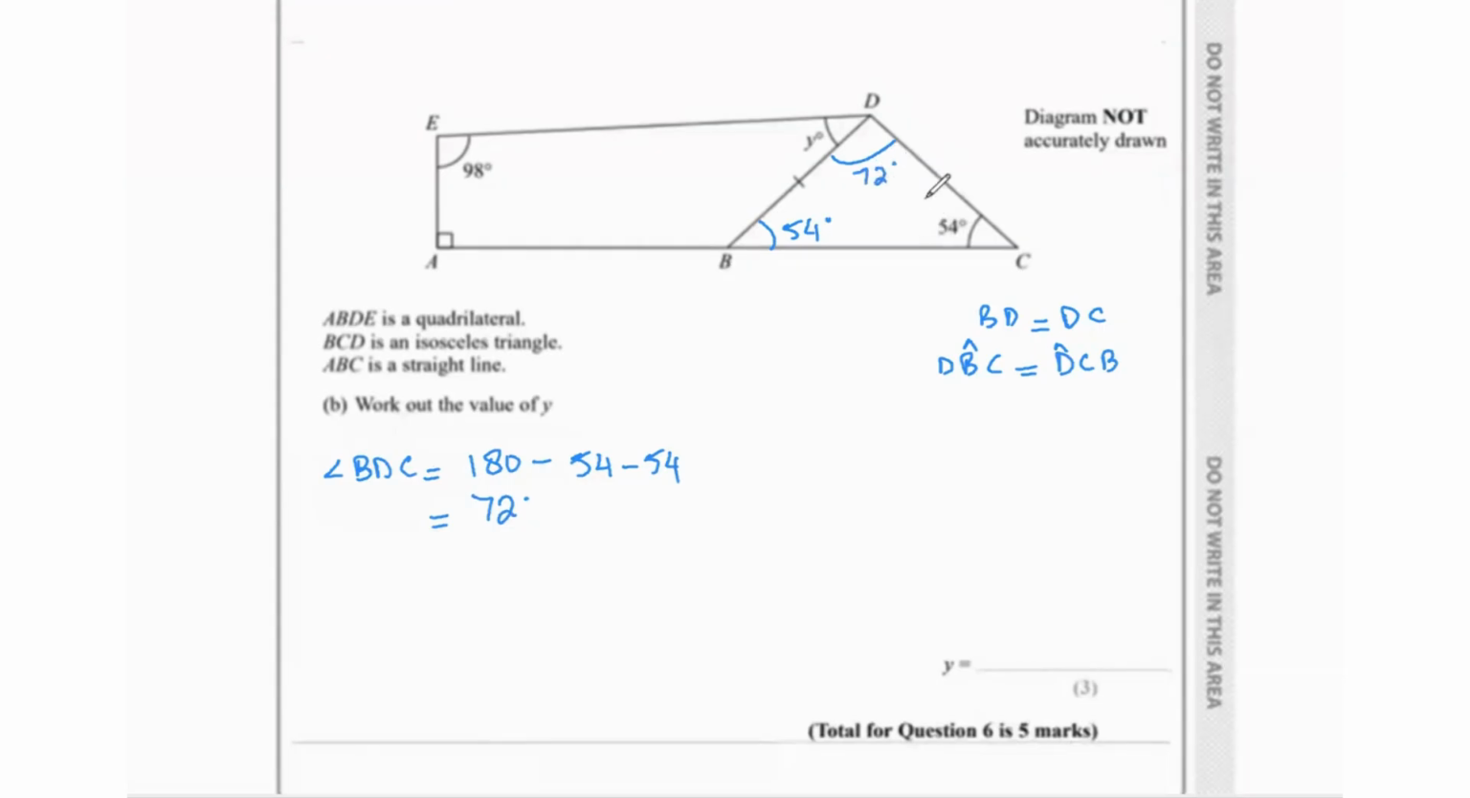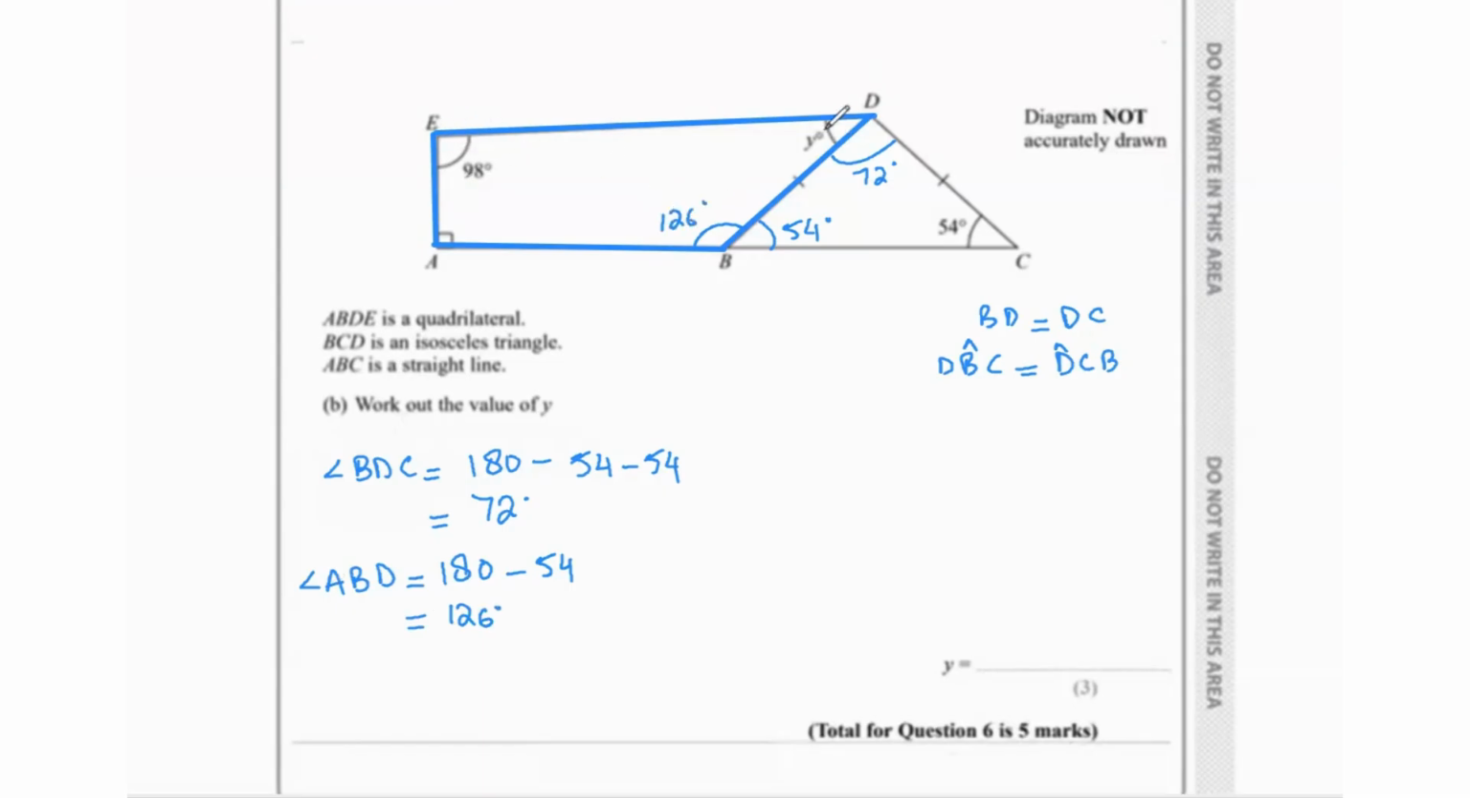Now, if you go back to the question again, it said that ABDE is a quadrilateral, which means this thing is a quadrilateral. So what we can do is we can find this angle as well. Why? Because ABC is a straight line. And on a straight line, angles add up to 180. So angle ABD would be 180 minus 54, which gives us 126 degrees.